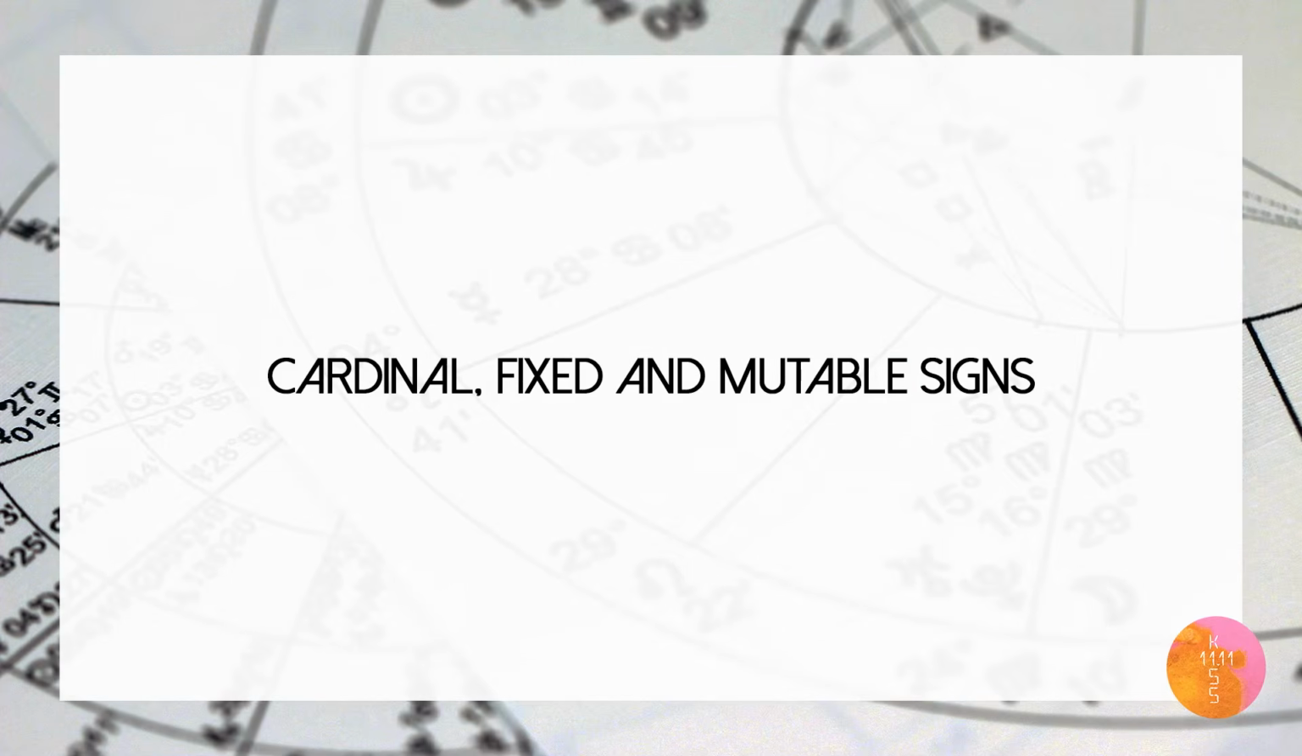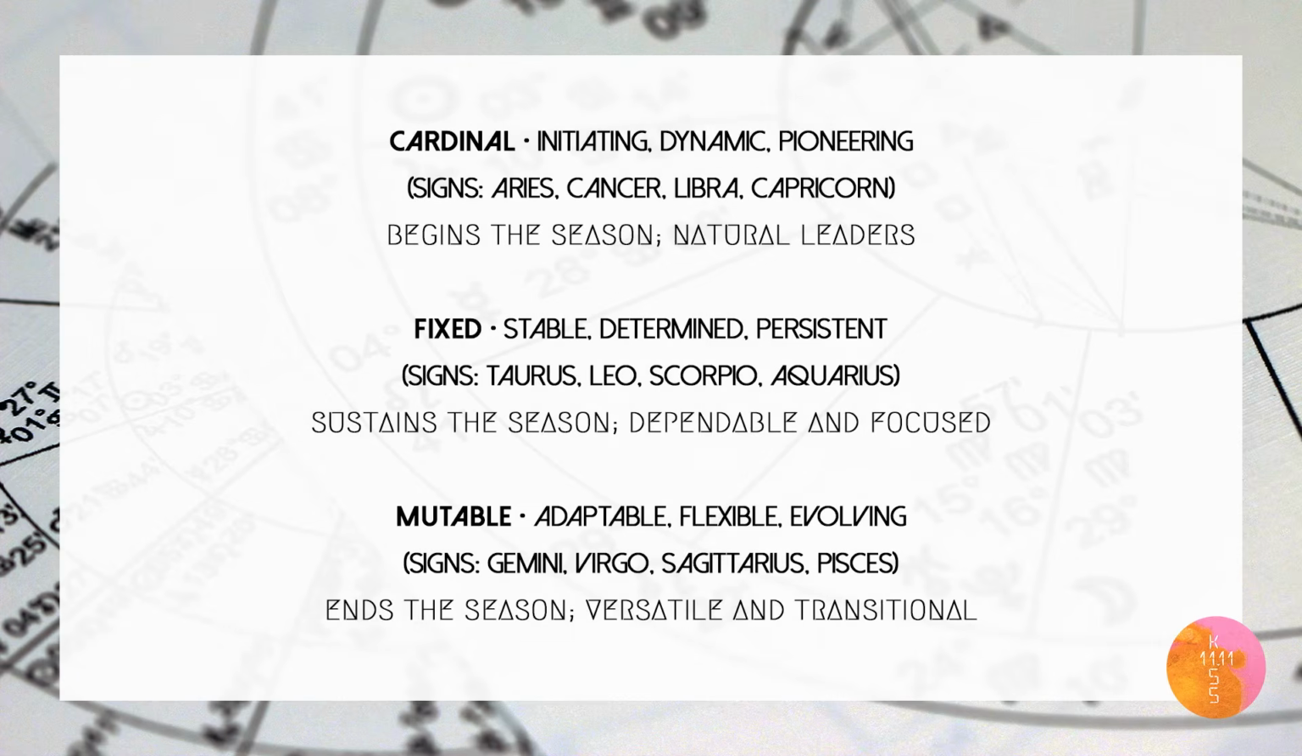Now, to summarize what we've explored, let's look at another way the signs are grouped, by modality. Each zodiac sign is either cardinal, fixed, or mutable. These qualities describe how each sign interacts with energy, either they initiate, stabilize, or adapt to change.